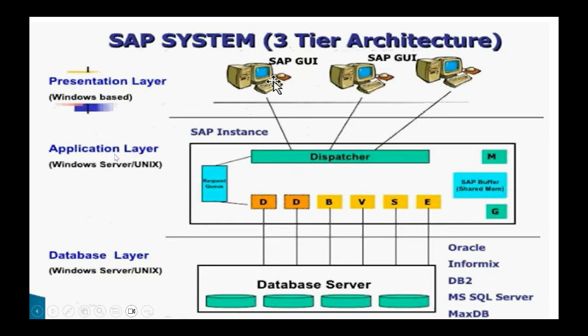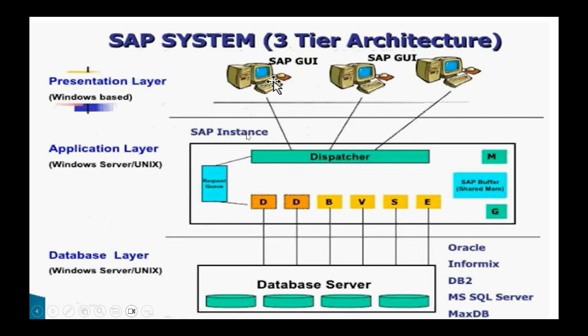The second and important layer is the application layer. The application layer can be on Windows or can be on Linux. It will depend on the customer, what they prefer. Then in the application layer, when the request is received from the presentation layer, this request will be received by the dispatcher. Here the complete system is called the SAP instance.